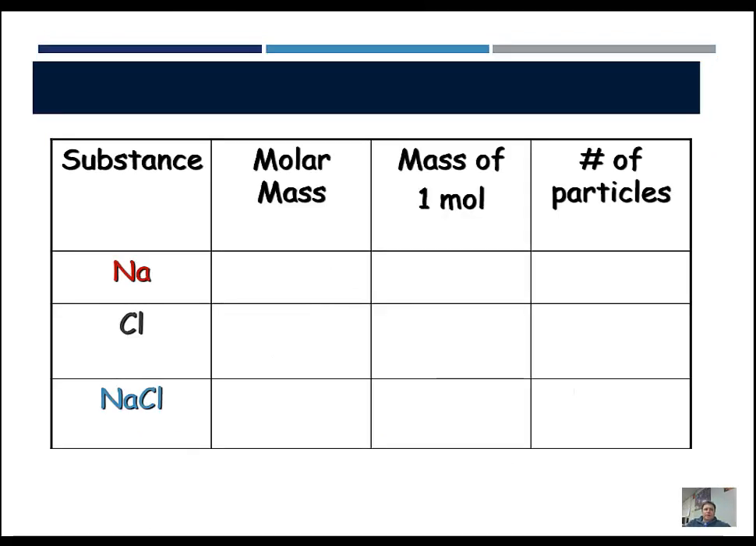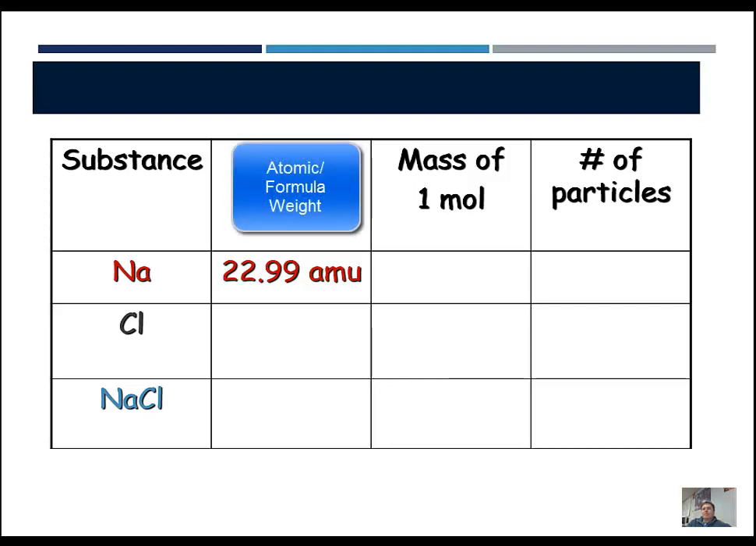All right, let's take a look at this one here. If I look up sodium on the periodic table, I have 22.99 AMU. Actually, it's not molar mass, I got to change that. It's atomic weight. Okay. The mass of 1 mole now is going to be 22.99 grams. And how many particles in 1 mole? Well, it's Avogadro's number, 6.02 times 10 to the 23rd.